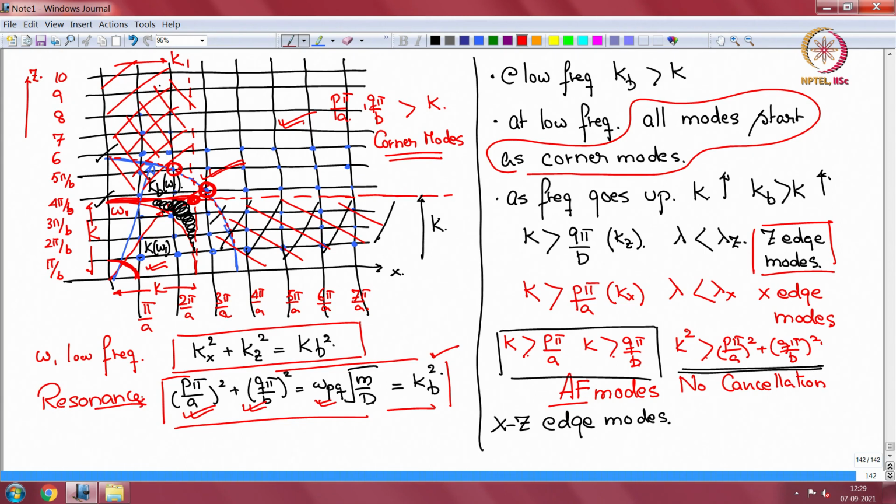Okay, that means when this blue line here, which is the KB line, cuts or passes through or near one of these dots, that mode is resonant. Okay, so let me say it and I'll write it in the next page. So you have modes becoming resonant first, because KB rises faster. Okay, KB rises faster than K.